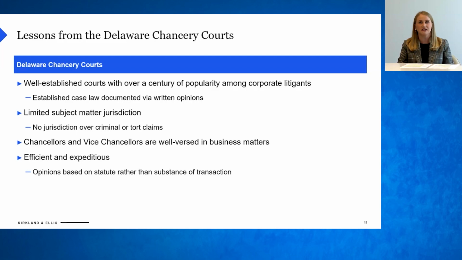There's more expediency. It's only seeing business claims and business litigation, and so it creates more of a streamlined process there. The chancellors and vice chancellors are very well versed in business. Just to demonstrate that a bit, Vice Chancellor Travis Laster, who is one of the longer serving chancellors on the court, was a founding partner of a corporate law firm which specialized in high stakes litigation involving Delaware corporations.